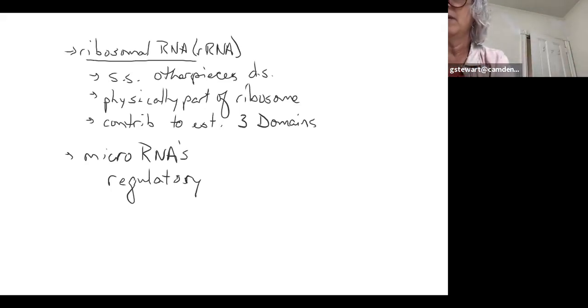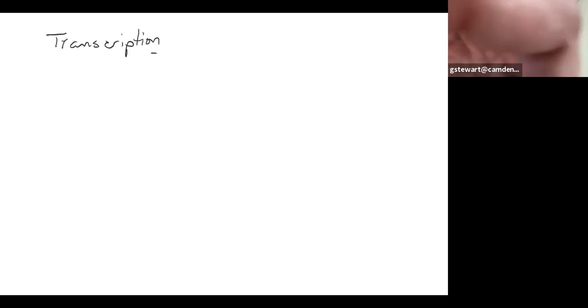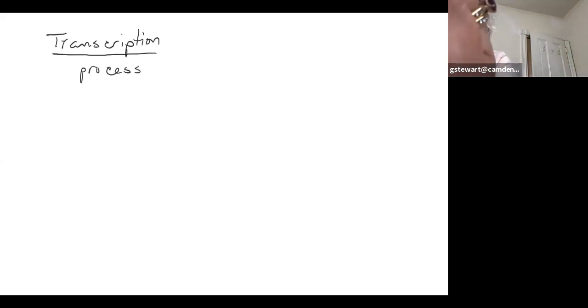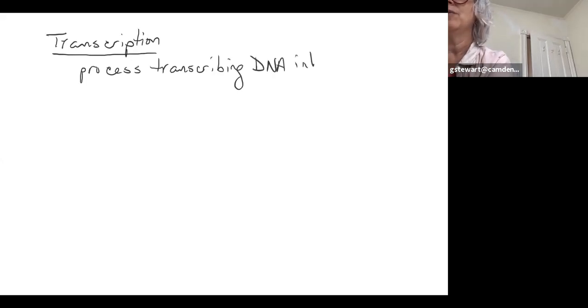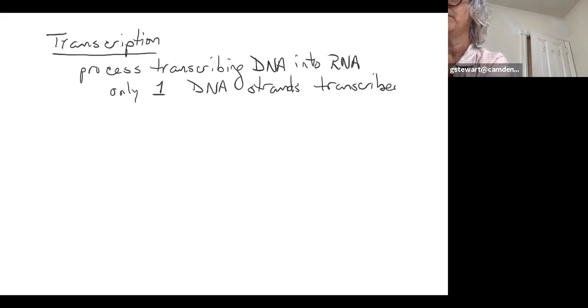Okay, so now we can go on and talk a little bit about the how of transcription. So transcription, that being this process of changing the language, of transcribing DNA into RNA. And it is always only one of the DNA strands that is transcribed. Not both, in the same place, anyway. We call the strand that's being transcribed the template strand. So the one that's being transcribed, that equals template.